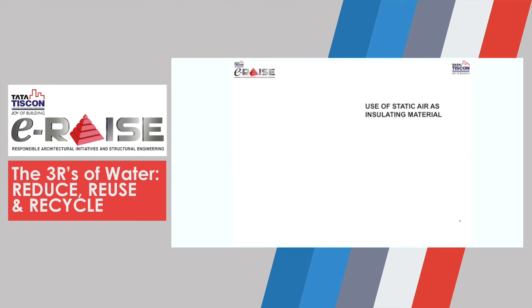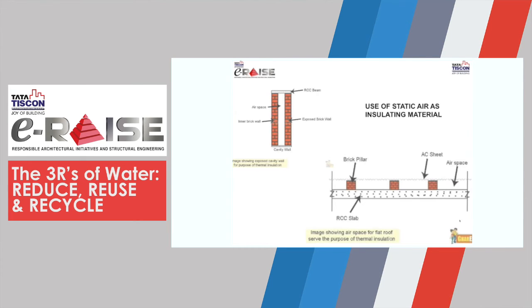Then we come to use of static air as insulating material. Up until now, air definitely is the most wonderful insulating material. So if we trap air between two leaves, so two walls, the inner wall and the outer wall, then this air will most wonderfully act as an insulating material, not letting hot air come in during summer, and in winter, not letting cool air come in. So using air has a most wonderful effect on insulation. Again, what is insulation? How is insulation helping us?